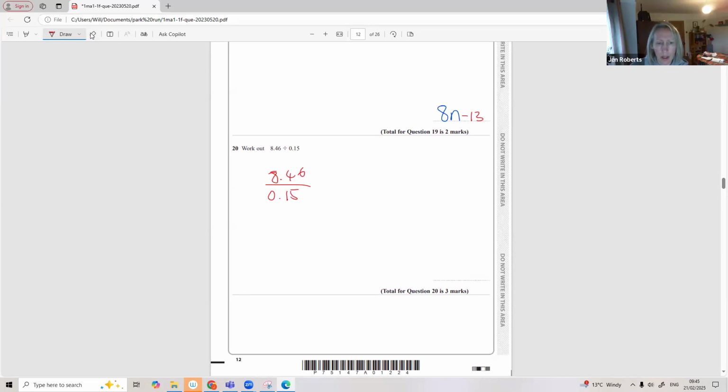This decimal is making it awkward, so I'm going to times the numerator and denominator by 100 to get rid of that decimal. So that division is exactly the same as doing 146 divided by 15. Now I'm going to use my bus stop, but I'm going to write my 15 times table over here, that might help. 15, 30, 45, 60, 75, 90.